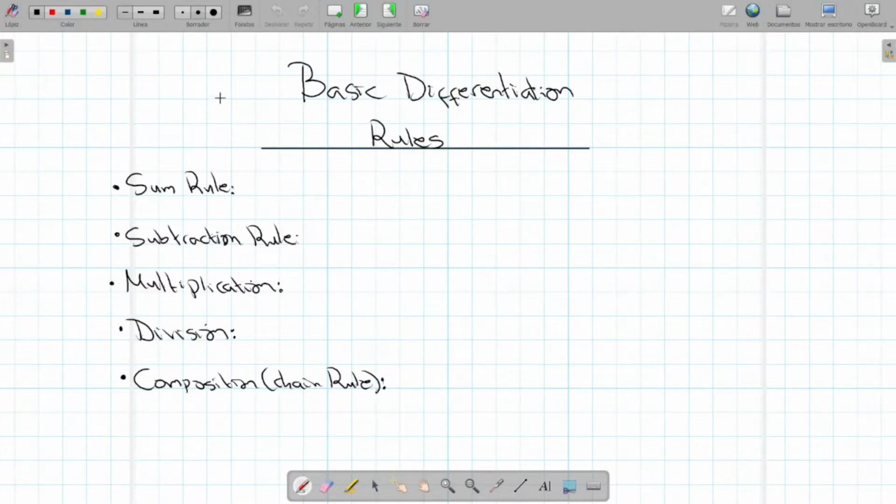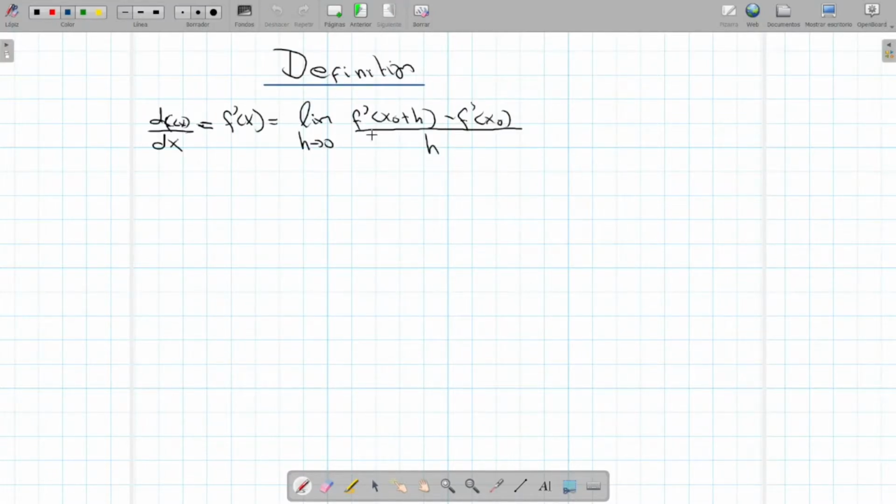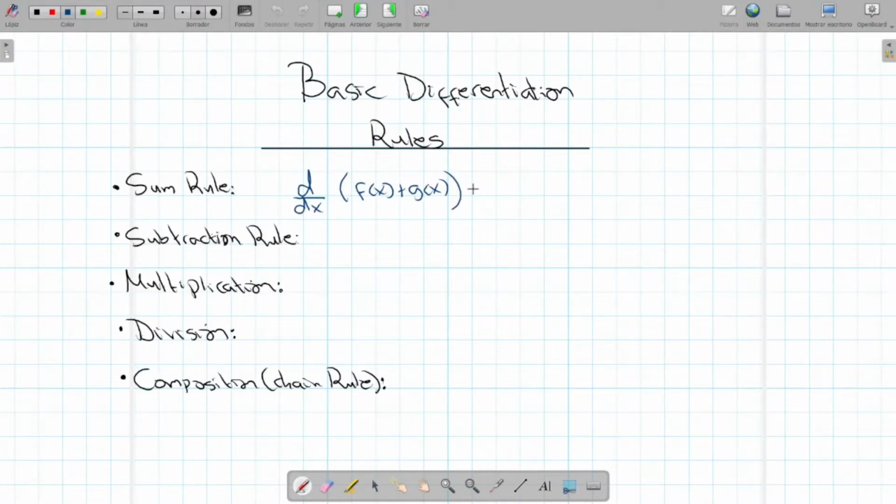The sum rule. If we have to do the derivative of two functions that are added together, mathematicians have done the limit of the slope for a sum of functions, and they've discovered, and this is what we have to learn, that this is the derivative of each function separately, and then we can add those derivatives. So the derivative of the sum of functions is the sum of each derivative.